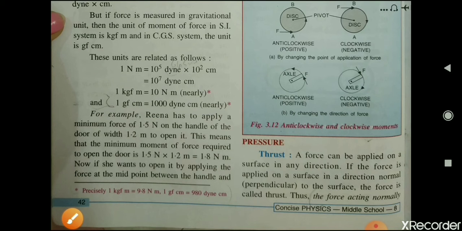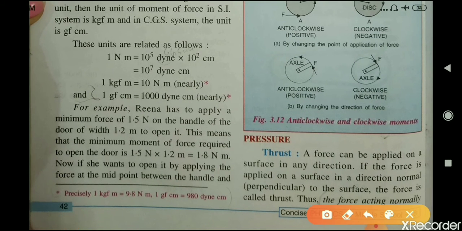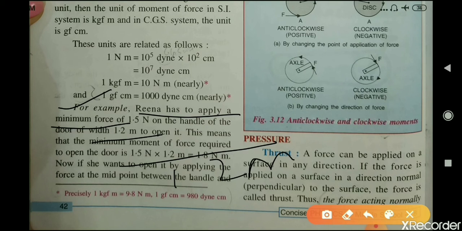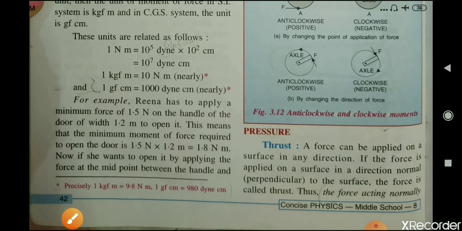An example you can see here. Reena has to apply a minimum force on the handle of a door of width 1.2 meter to open it. She has to apply a minimum of 1.5 Newton force on the handle of the door. This means that the minimum moment of force required to open the door is 1.8 Newton meter.